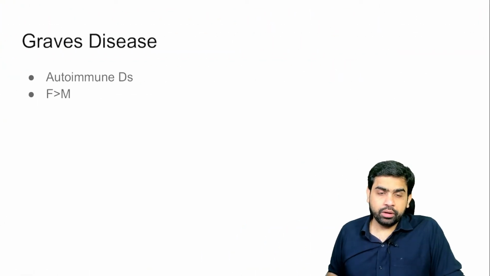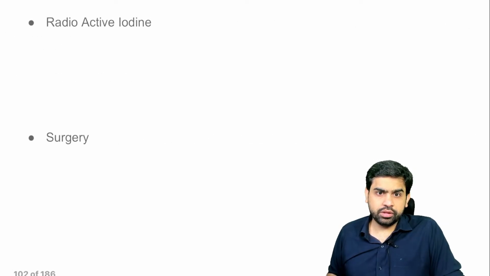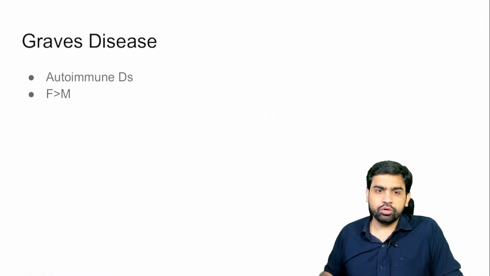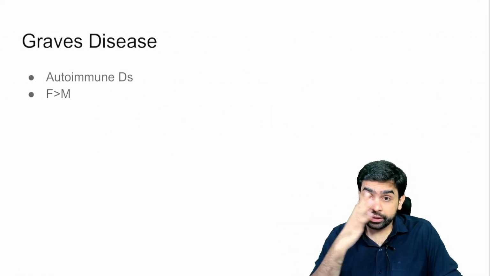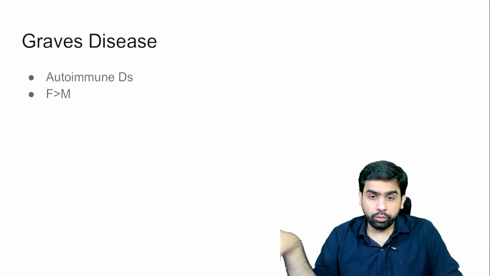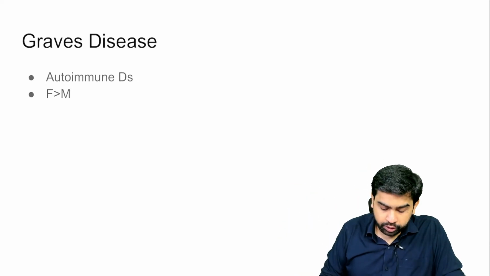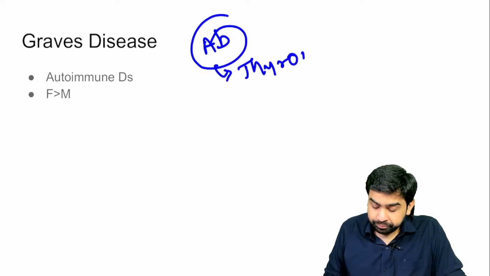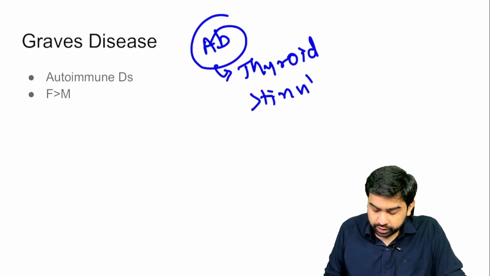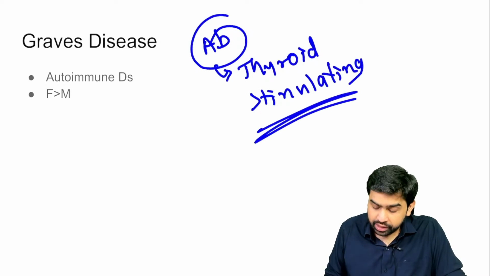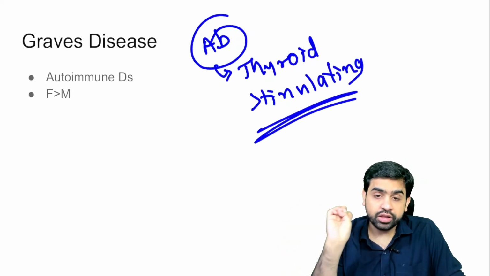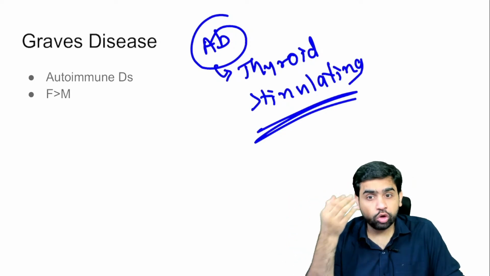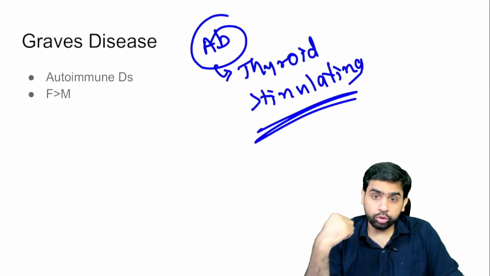Now, Graves' disease. So what is Graves' disease? Graves' disease is an autoimmune disease. Here, antibodies are going to be formed against the thyroid follicles, and these antibodies are thyroid stimulating antibodies. They go and get attached to the thyroid follicles, and they increase the production of thyroid hormone. That is why Graves' disease is the most common cause of hyperthyroidism.